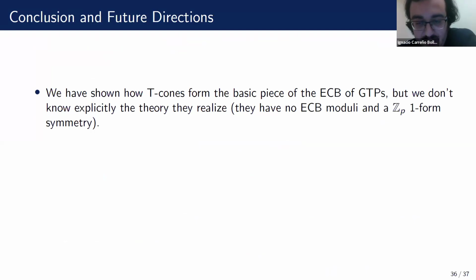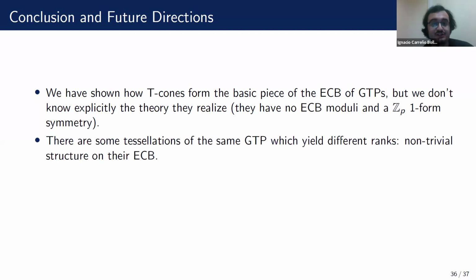With this, I would like to go into the conclusions. For example, we have shown how T-cones are the fundamental piece of the extended Coulomb branch of GTPs. However, we claim that we still don't fully know what theory they realize. They have no extended Coulomb branch moduli, but they are not trivial because we expect them to have a Z_p one-form symmetry. Additionally, we have seen an example in which a GTP can accept several tessellations which yield different ranks.